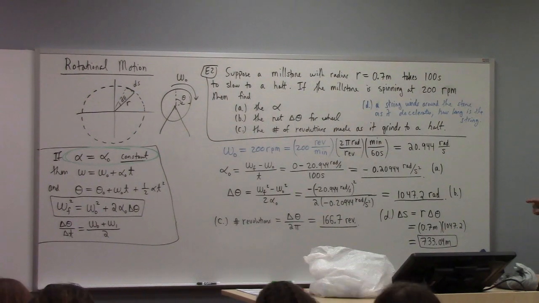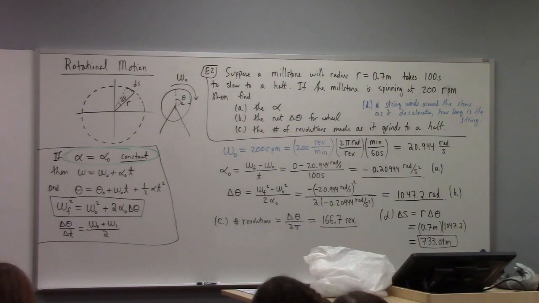So you take 4.4 meters times 166.7, and you get 733.04 meters. So yeah, that's right. That checks. By the way, there's another way you could have done this, right?